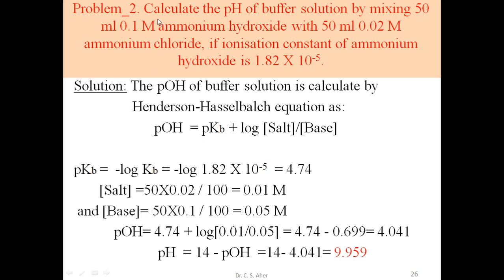But in the example, what they asked us to calculate is the pH value. We have the pOH value. From this pOH we calculate the pH value. How? We know pH plus pOH is equal to 14. So pH is equal to 14 minus pOH. pOH is 4.041. So 14 minus this value, the final answer is 9.959. This 9.959 is the pH value that is asked in this example.